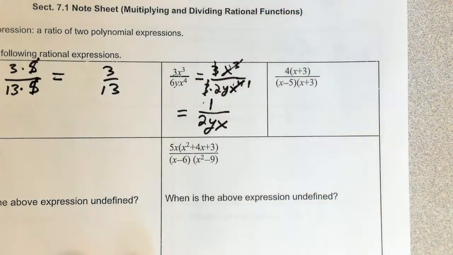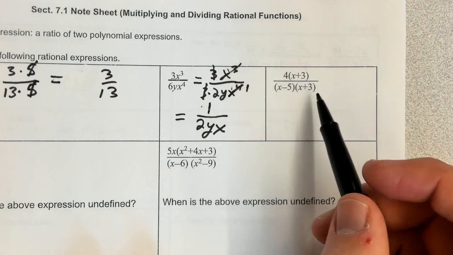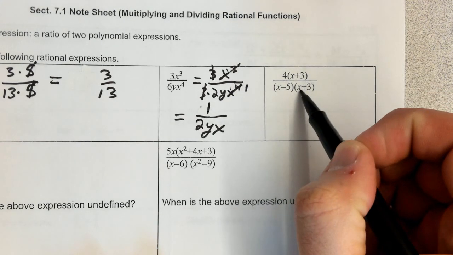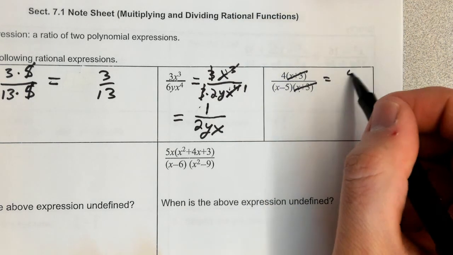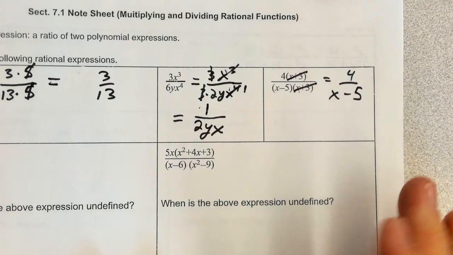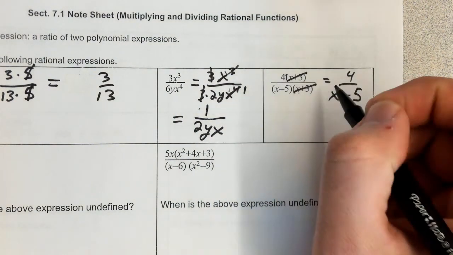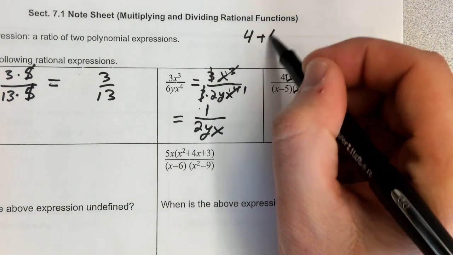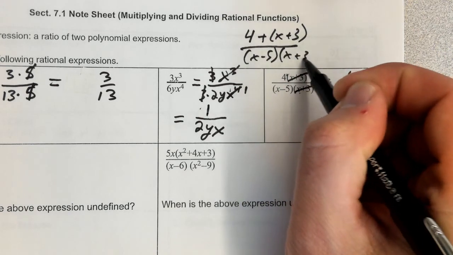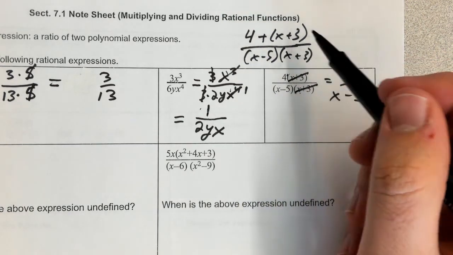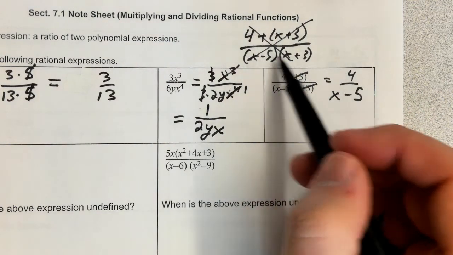I can take this further and apply it to this problem where the top and the bottom are factored, or at least the bottom is a factored quadratic. I can see here that I have x plus 3 over x plus 3. That simplifies to 1 over 1, so I end up with just 4 over x minus 5. Now I should say that this only works if we are multiplying factors on top. For instance, if I had 4 plus x plus 3 over x minus 5 times x plus 3, I would not be able to break that up in the same way. We'll talk more about why in class, but for right now, just assume that would not simplify. Okay.